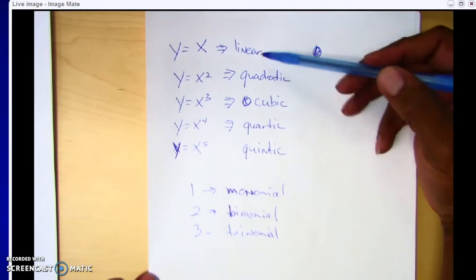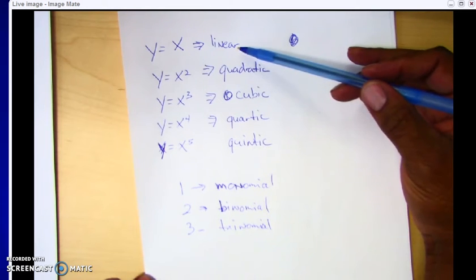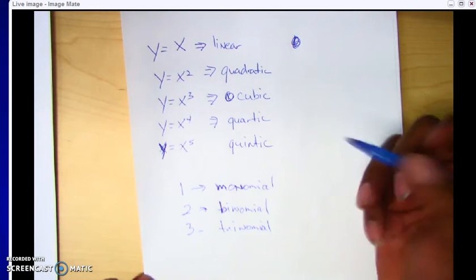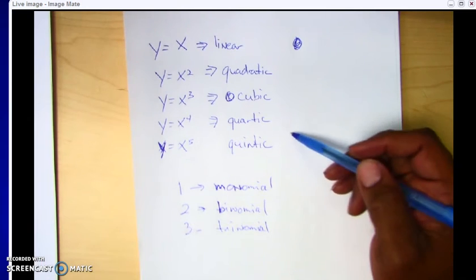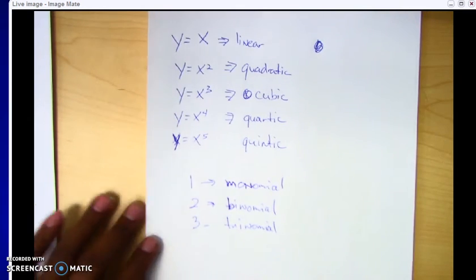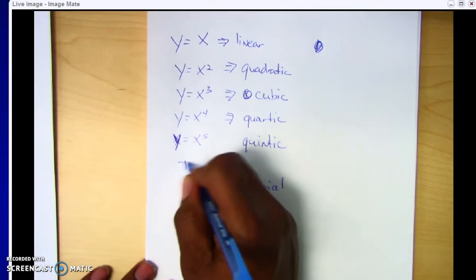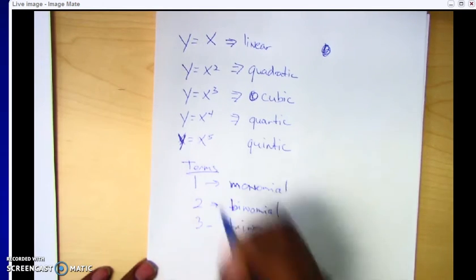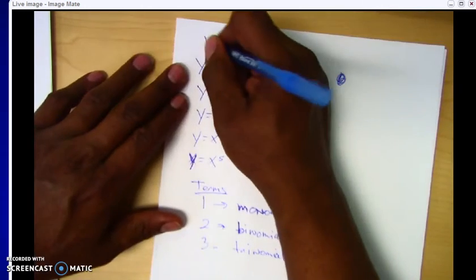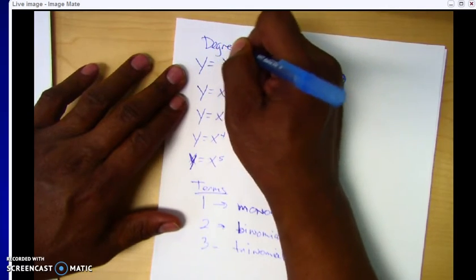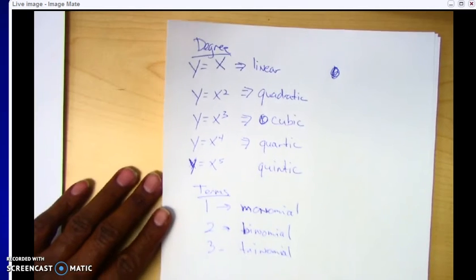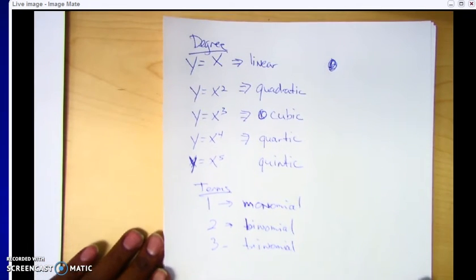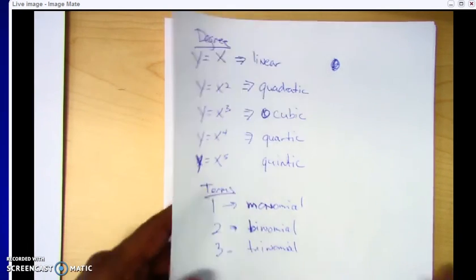So you could pair any of these up with the other. For instance, you could have a cubic binomial or a cubic trinomial, a cubic monomial, okay? So on and so on. So this is the number of terms, okay? And this is the degree, okay? So two different things going on there, terms and then the degree. You got to know how to do both of those. All right, so we got that.